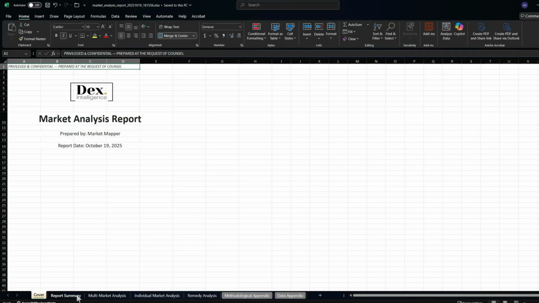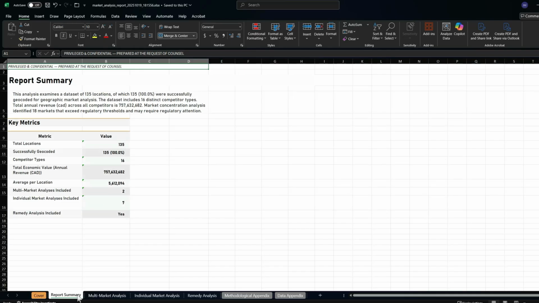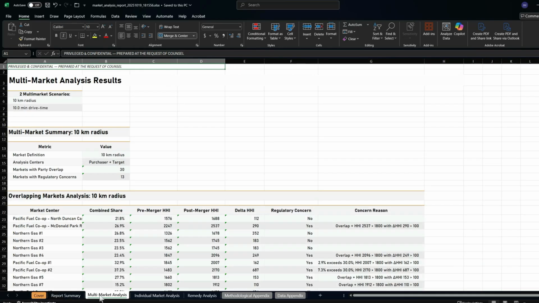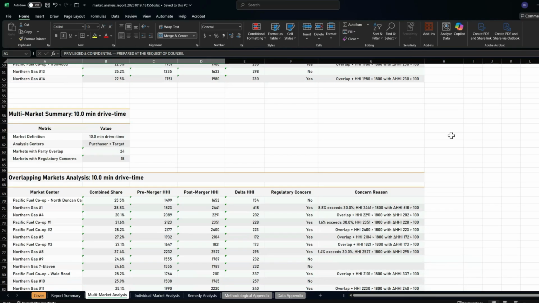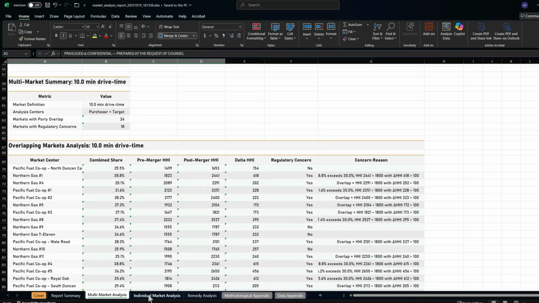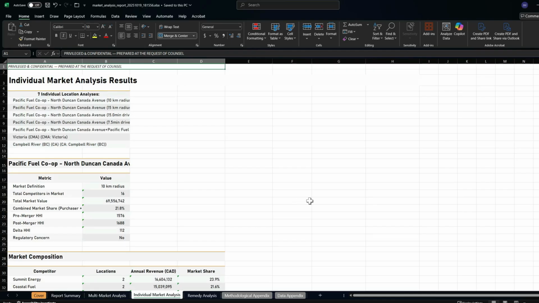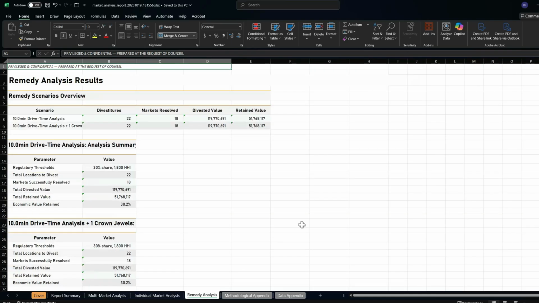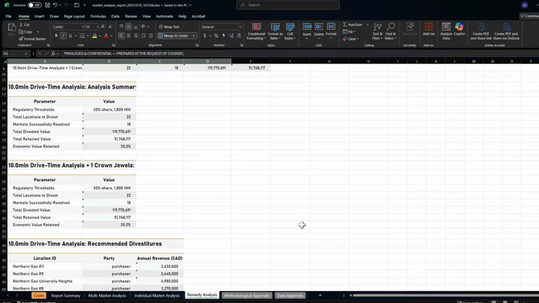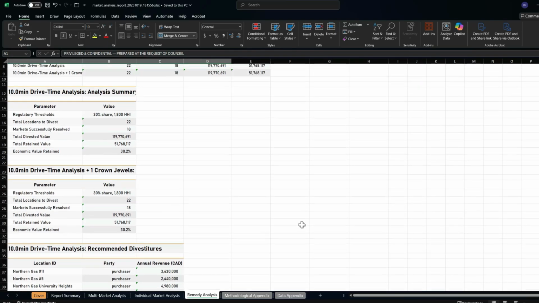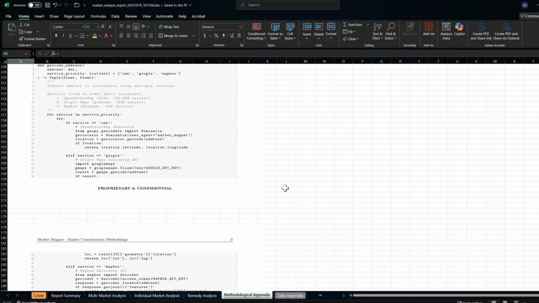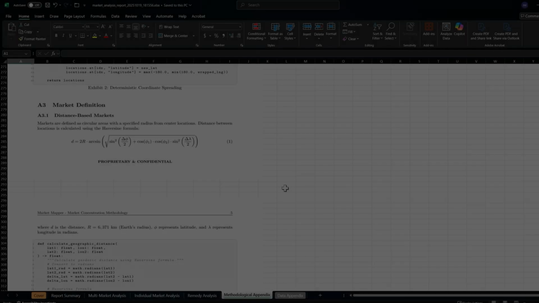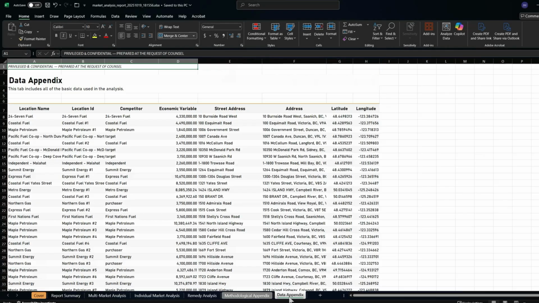And this is what the report looks like after it's been downloaded. So we have one tab just providing an overview of the analysis that we did. We have a tab detailing all the multi-market scenarios that we looked at. We have a tab looking at the individual markets in detail that we looked at. We have a tab reporting the remedies, the optimal remedies. We have the methodological appendix with the technical information. And we have the data appendix.